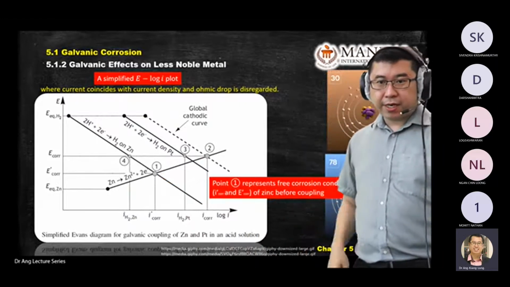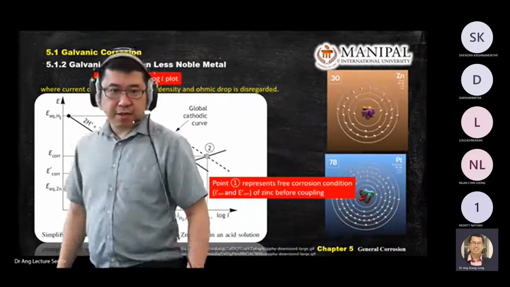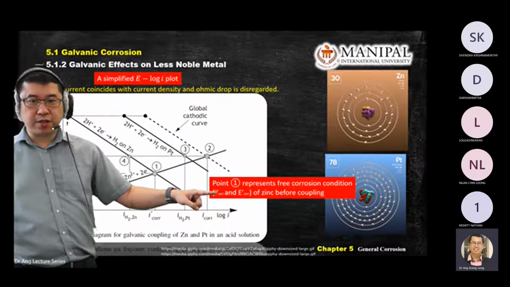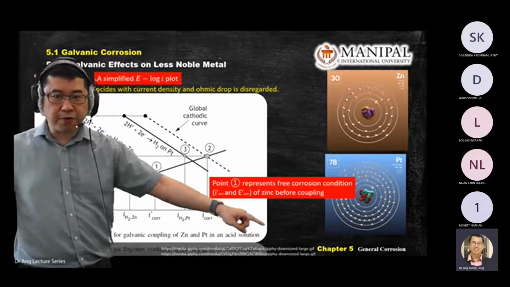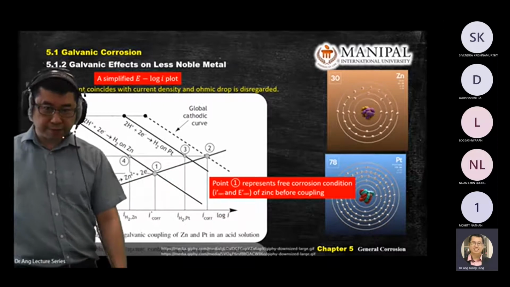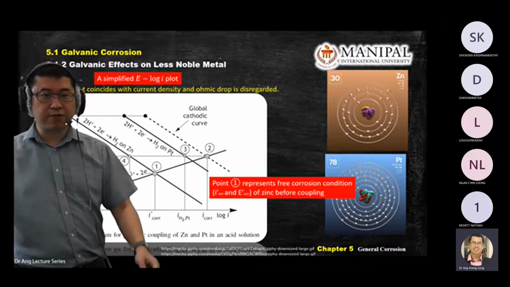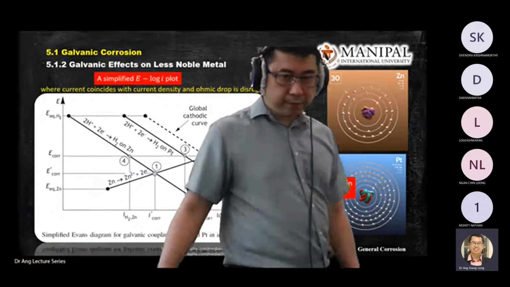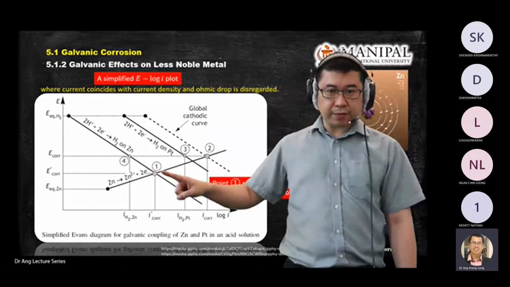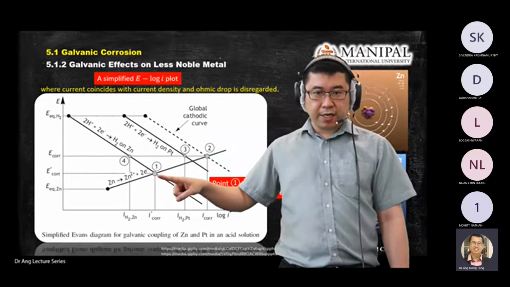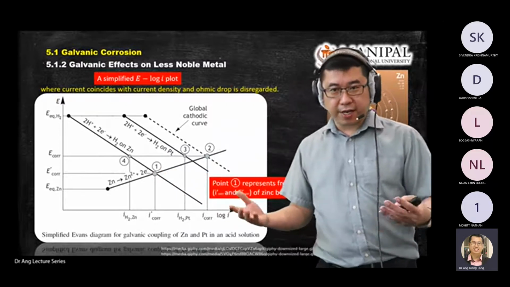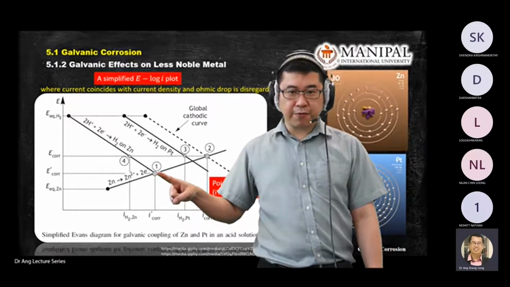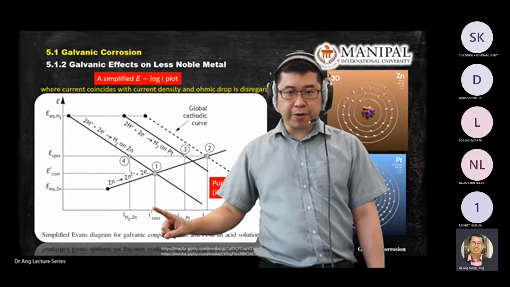Point 1 represents the free corrosion condition of zinc before coupling, meaning before the corrosion starts, before the transfer of electrons starts. So position 1. What does position 1 give you? It is a coordinate, like reading a Cartesian chart. You have an x and y coordinate. So at this point, before it starts, you have i prime corrosion.